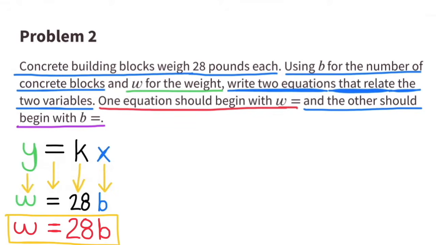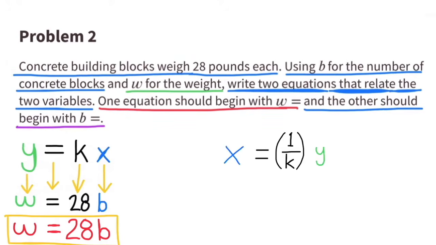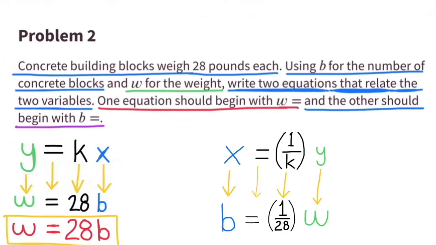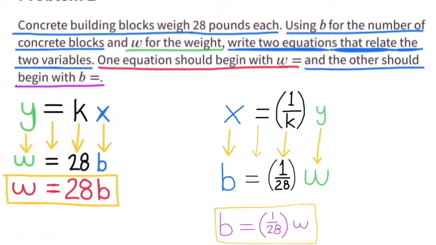Since there are 2 equations for each relationship, I'm going to use this equation to help me get started. x equals 1 divided by k times y, or x equals 1 over k times y. The x will be represented with the B blocks for the number of concrete blocks. I'll replace the y with the W to represent the total weight, and the k, or the constant, would be the 28, representing the 28 pounds each block weighs. So the second equation would be B equals 1 over 28 times W, or B equals 1 divided by 28 times W.